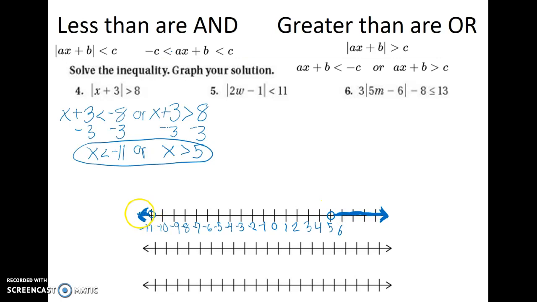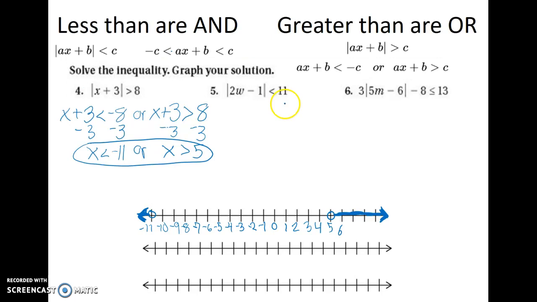On this side, I should pick a number. I'm going to pick negative 12. So I put negative 12 in here, and I have negative 12 plus 3, which is negative 9. And negative 9's absolute value is a positive 9, so 9 is greater than 8. So I'm checking all the parts. Some people like to check in the middle, making sure that this wouldn't work as well. But this is the solution to number 4.